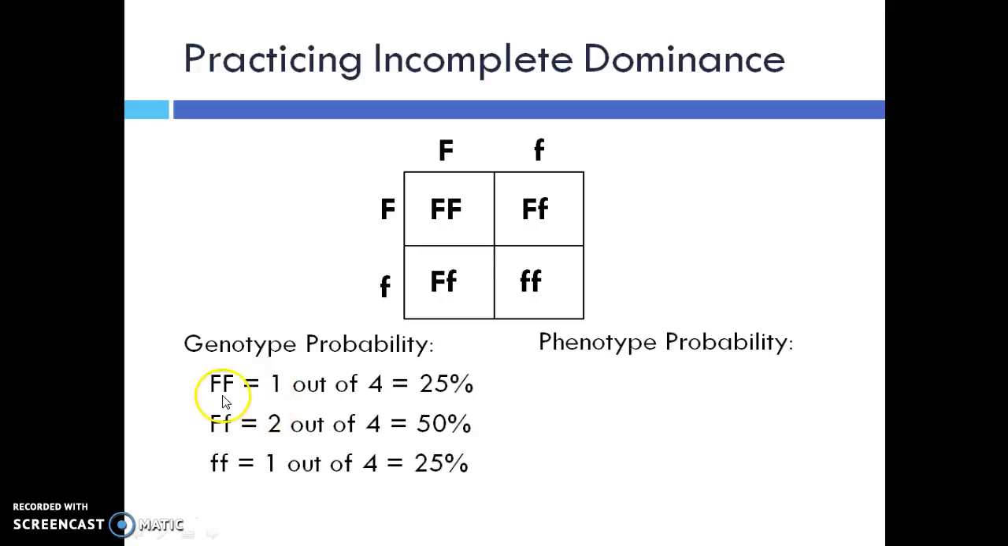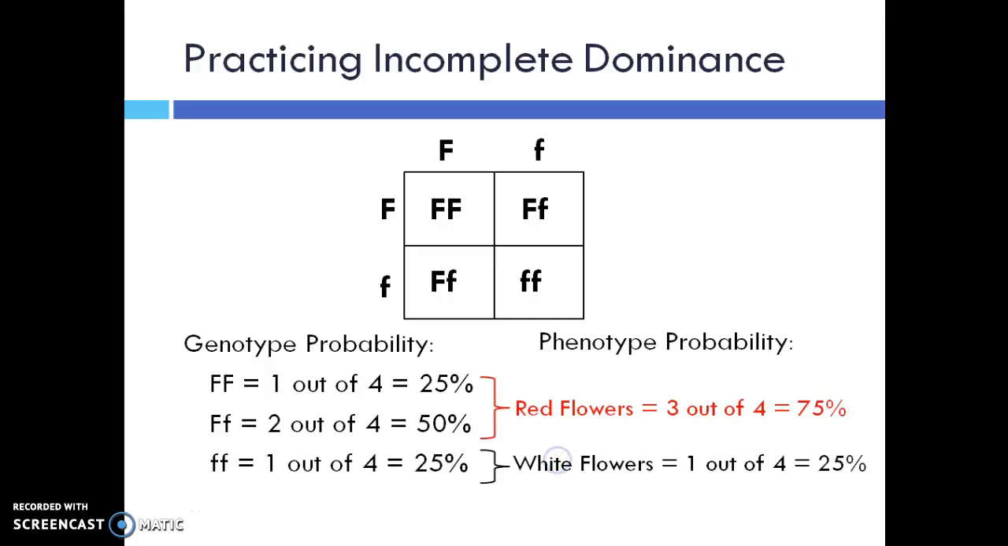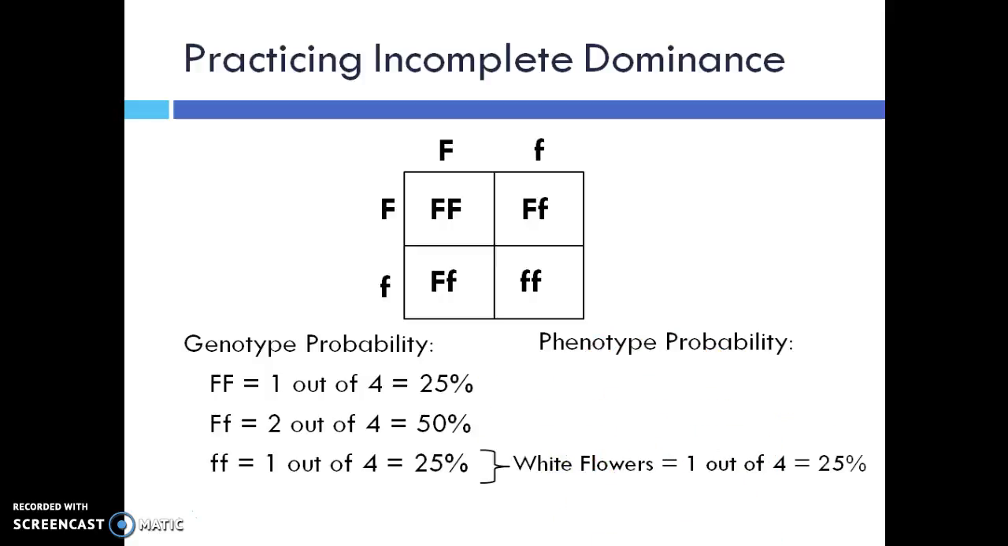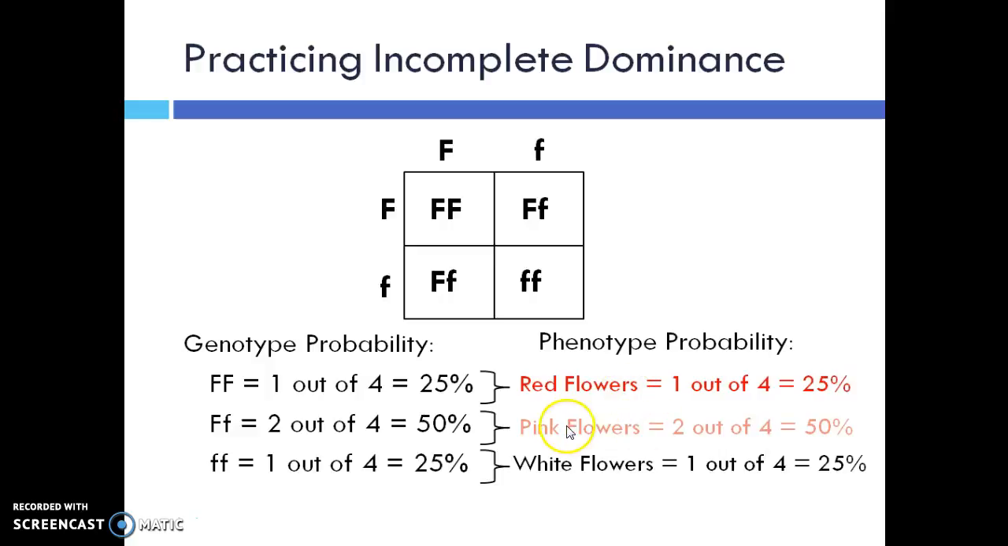So let's take a look at our genotype probabilities. Okay, we've got 25% big F, big F, 50% big F, little f, and 25% little f, little f. Normally we would assume that these 3 out of 4 would be red and this 1 out of 4 would be white, but remember, this is not a completely dominant recessive type of trait. This is incomplete dominance. So we still have our 25% white flowers, we have 25% red flowers because they have 2 red genes, and 50% pink flowers because they have 1 red gene and 1 white gene, and those genes blend to bring about our blended trait.